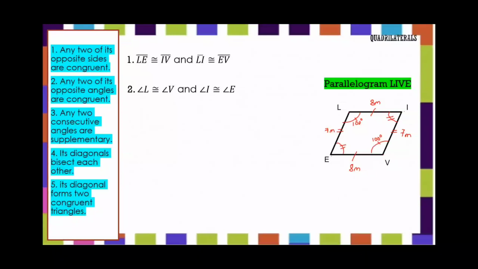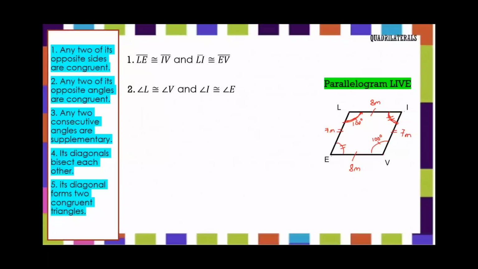Okay? So next, for number 3, it states that any 2 consecutive angles are supplementary. Ano bang ibig sabihin pag sinabi nating supplementary? When we say supplementary, those are 2 angles whose sum is equal to 180 degrees. Ano ba yung example ng consecutive angles natin? So let's say we have angle L and angle I. These two angles are considered to be consecutive angles. And sabi ng property number 3, consecutive angles are supplementary. Ibig sabihin, the sum of the measure of angle L plus the measure of angle I should be equal to 180 degrees.